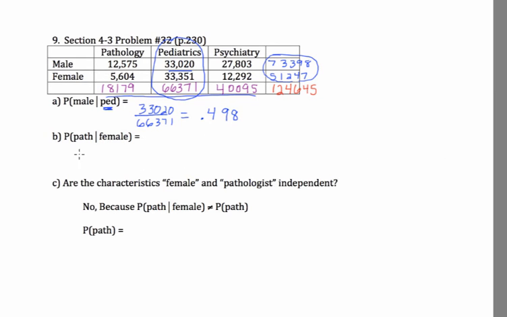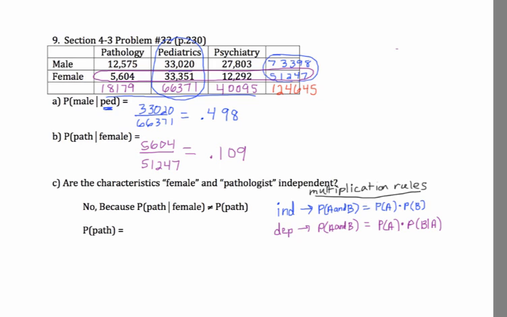So now, the probability that I'm in pathology given that I'm a female. So now I'm given that it's a female. So that's these people. So the total in the sample space is 51,247. That's all the females. So given that it's a female, what's the probability of being in pathology? Oh, pathology is 5604. As a decimal, that would be 0.109.